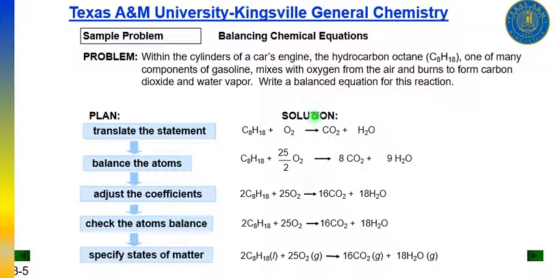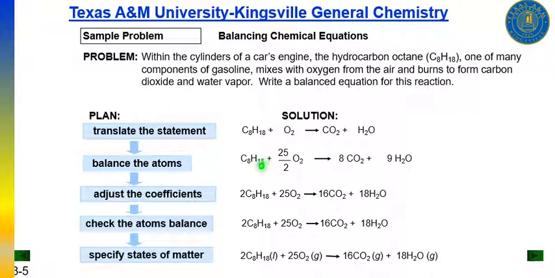Our solution. Your octane C8H18 reacted with your oxygen O2, produces CO2 and H2O. You are going to determine the total number of atoms. For your carbon, you have 8 in reactants. You need 8 for your products. And then go to hydrogen. You have oxygen, hydrogen. Which one are you going to balance first? You balance the one which is simpler.